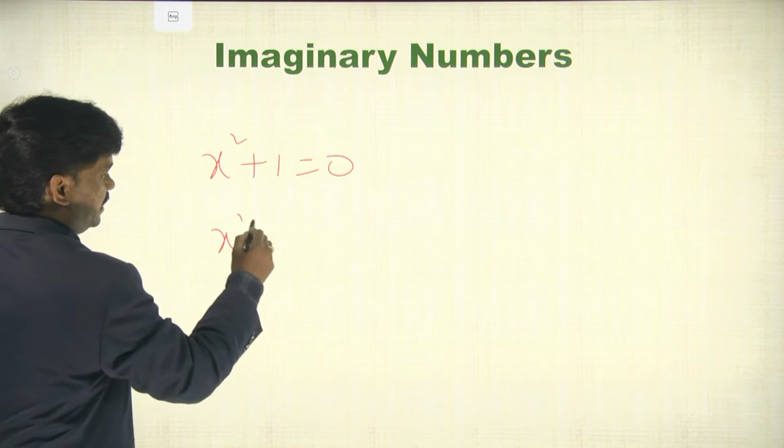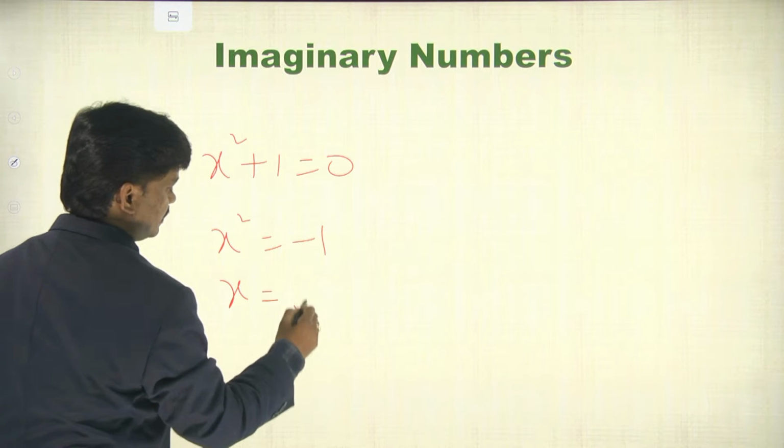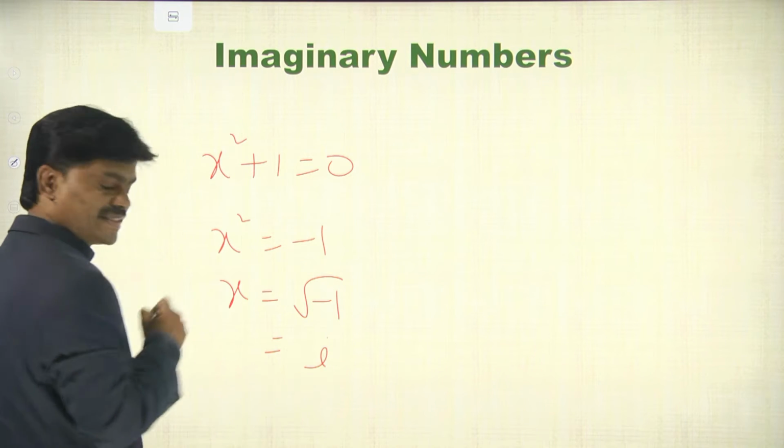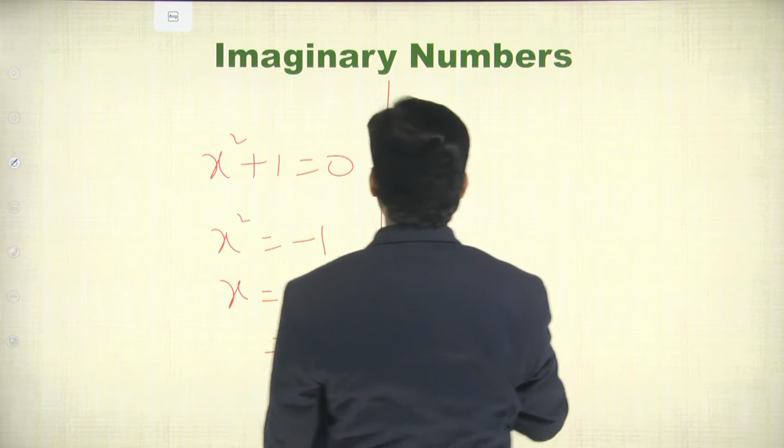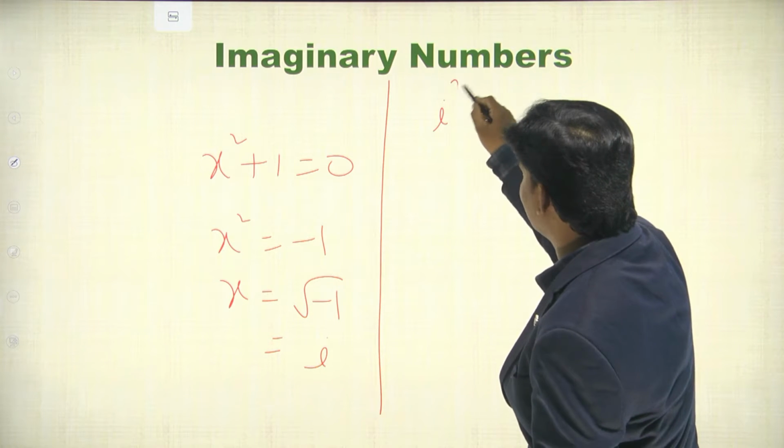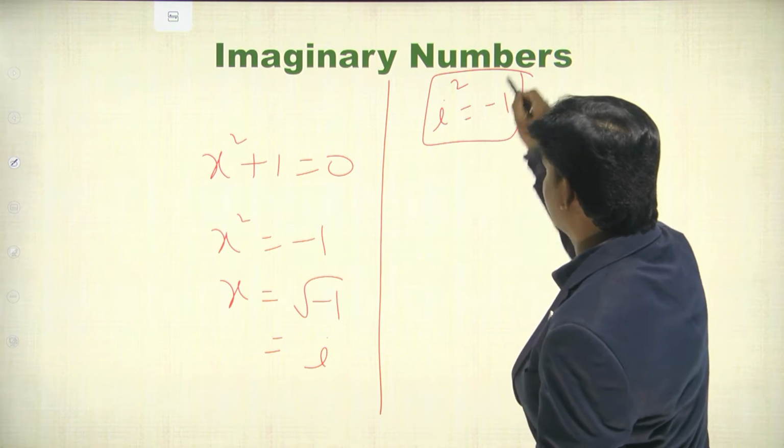Just now we have defined x square is equal to minus 1, and x is equal to under root minus 1, which we will write as i. Okay, then let me expand according to this rule. i square is equal to minus 1. I will expand this one.